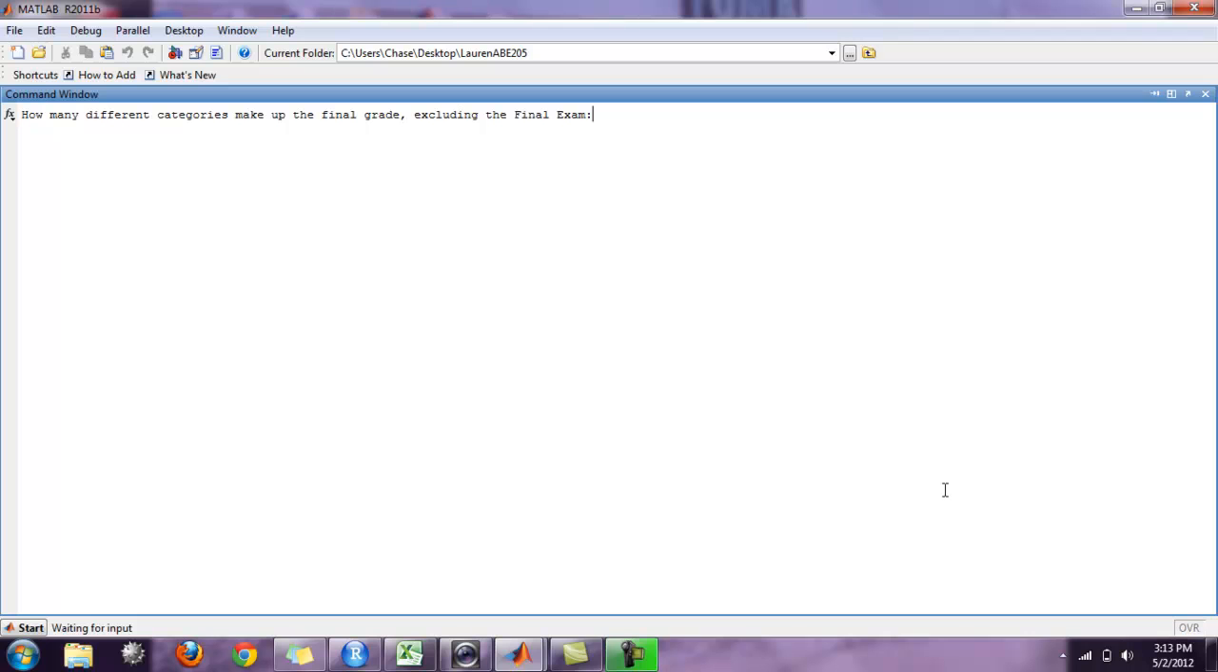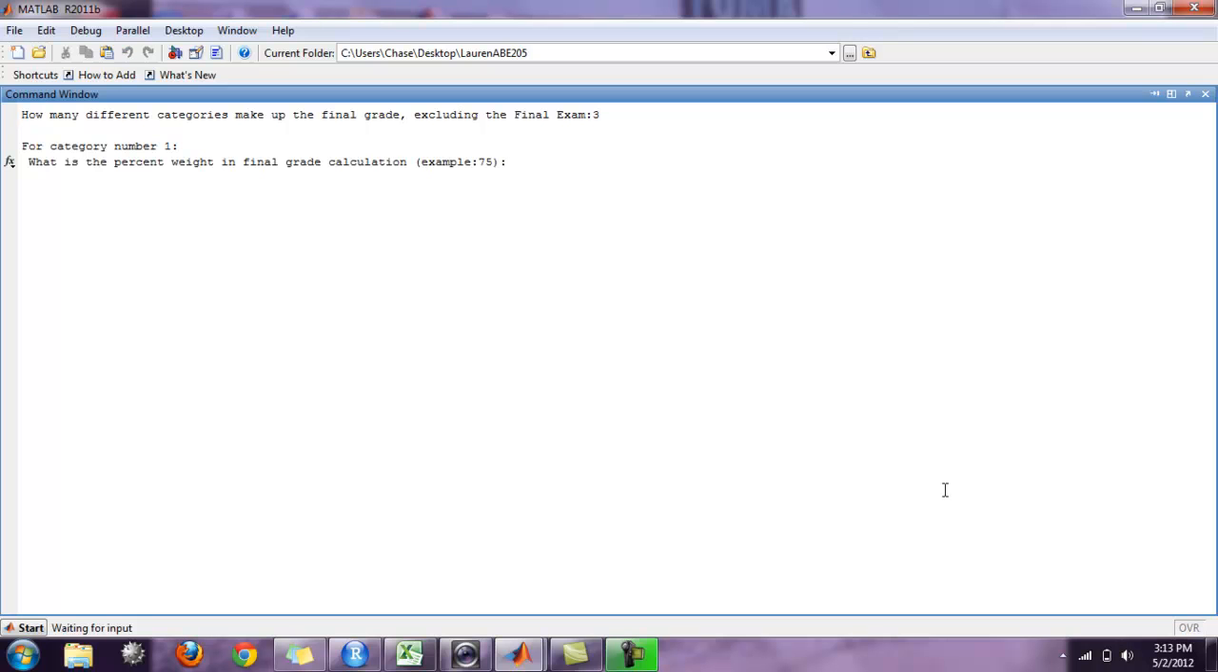So the first question my program is going to ask you is how many different categories make up your final grade, excluding the final exam. For example, if your class has a section for homework, a section for quizzes, and a section for tests throughout the semester, you would input 3 different categories.